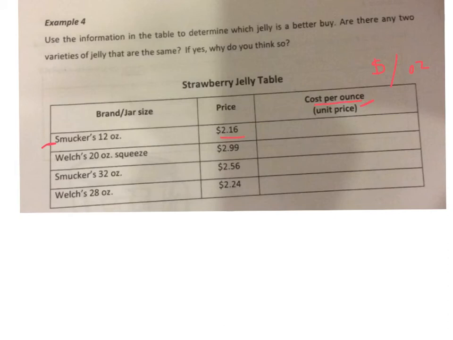You can see here your price right now, if I wrote that, is $2.16 for 12 ounces. And I want to change my bottom number to a 1. So that's basically just finding the value, finding the unit rate. So if you just take your calculator and take $2.16 and divide by 12, you get 18 cents.